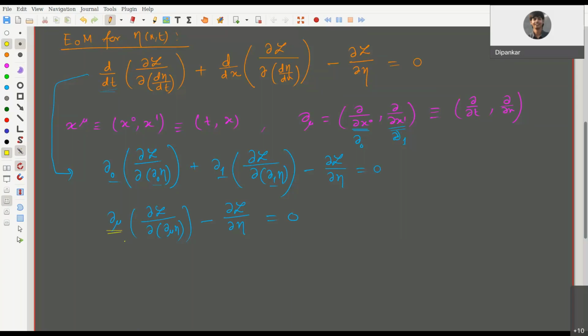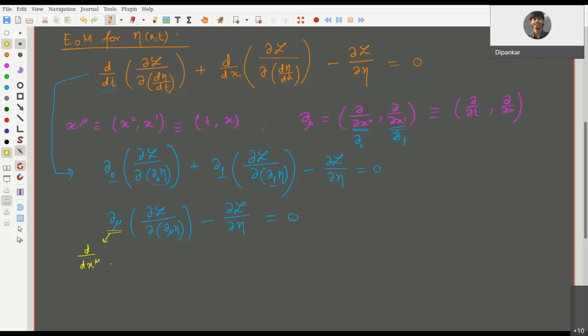It will be useful if L explicitly depends on x and t, which is not very often, but if it does, then remember to interpret this as d dx mu.